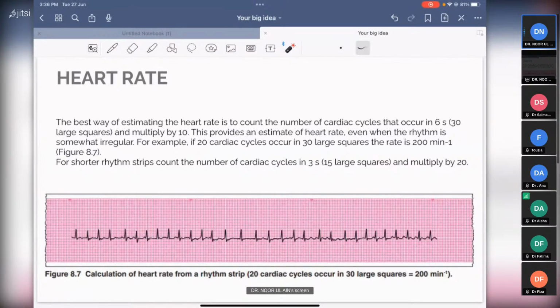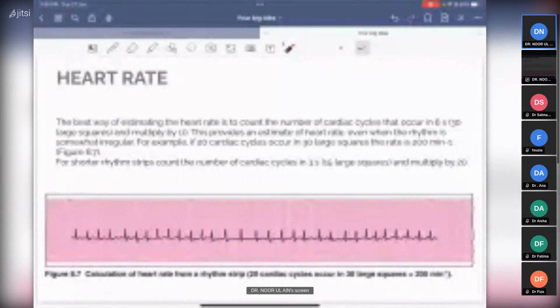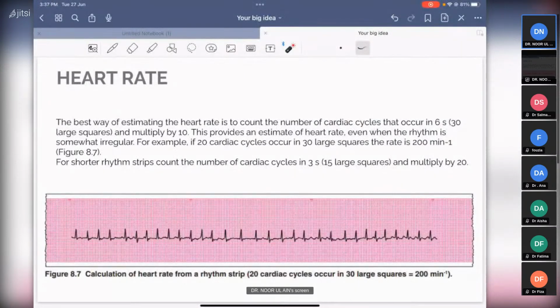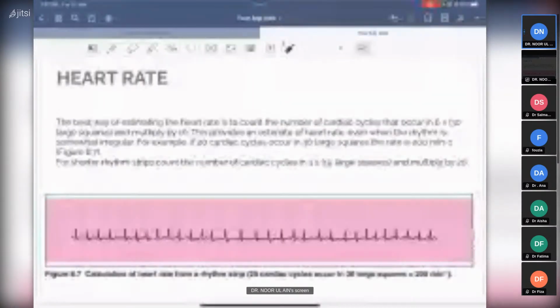If you don't have a regular rhythm, what are you supposed to do? Sorry, who's the doctor who just told 300 divided by boxes between 2 R waves? Can you please give me your name so I know what to call you? Is this Dr. Saeed? Dr. Saeed, is that you?